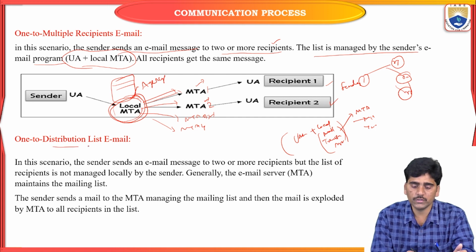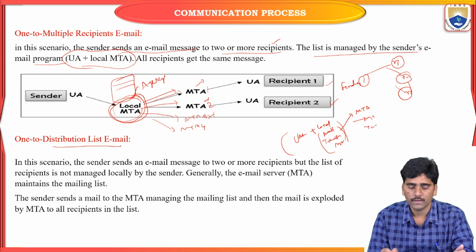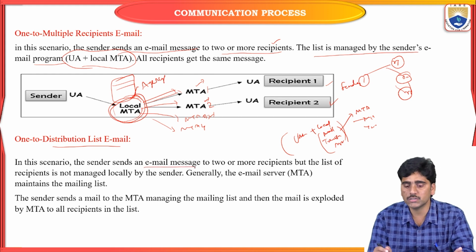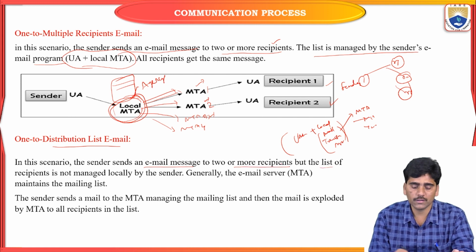And in one to distribution list email, in this scenario the sender sends an email message to two or more recipients, but the list of recipients is not managed locally by the sender. But in one to multiple recipients, the local MTA managed all the recipient mails. But here the list of recipients is not managed locally by the sender.